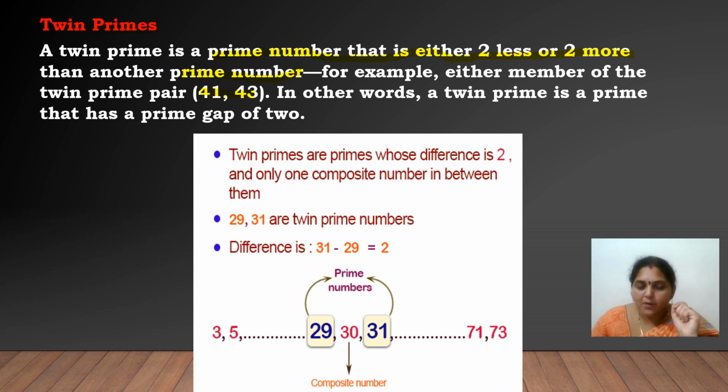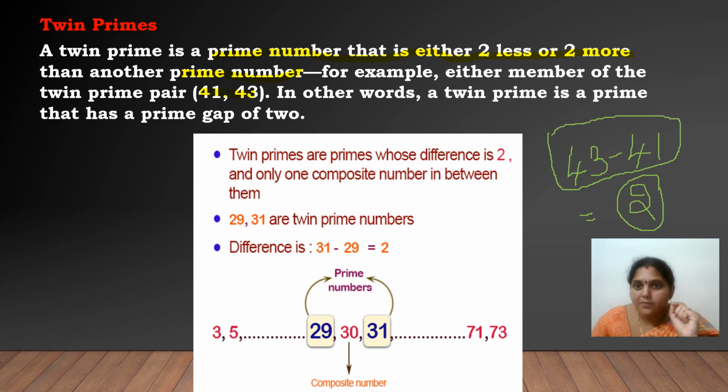So if you are taking 41 and 43, you must have a difference of 2. Such types of numbers are known as twin prime numbers. So what is my number here? 43 minus 41. When I do the subtraction of these two numbers, I am going to get a difference of 2. This difference of 2 we get when the numbers are prime numbers only. So such types of numbers are known as twin prime numbers.